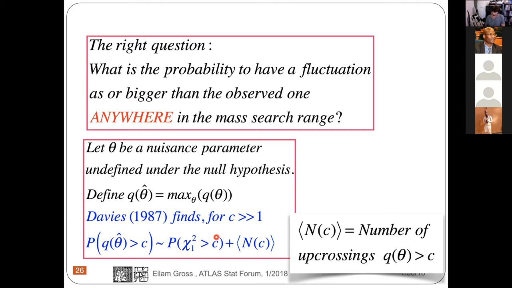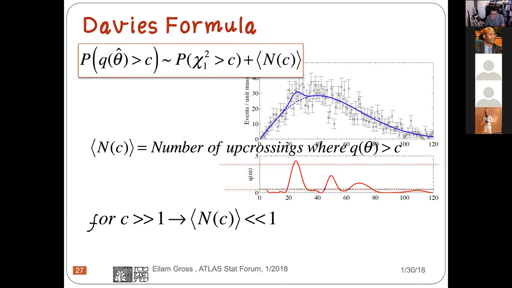then it's the local probability at this mass point plus something that will look like Martian language to you, which is the expected number of upcrossings at the level C. Now let's see what it means. If I look at Q and do a floating mass analysis in this case, I see that it has the largest fluctuation here at 30, but then there is a fluctuation at 50, another one at 70, and maybe this. So this is it.